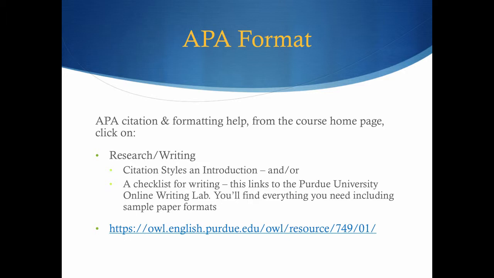In the Blackboard shell on the left-hand side, one of the buttons is Research and Writing. If you click on that, then there'll be Citation Styles and Introduction. What that is is just a very short clip in very general terms. The next one down or two down is called a Checklist for Writing, and that links you to Purdue University Online Writing Lab, OWL as it's referred. You'll find everything in the world you need there. So let's see if we can open this one.